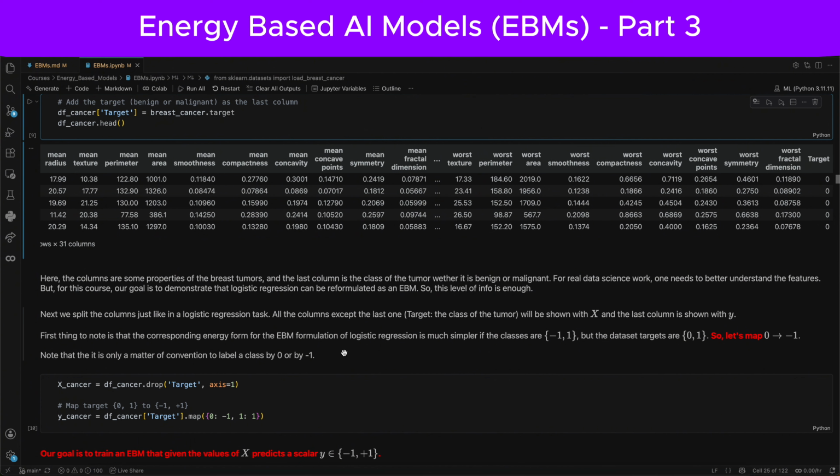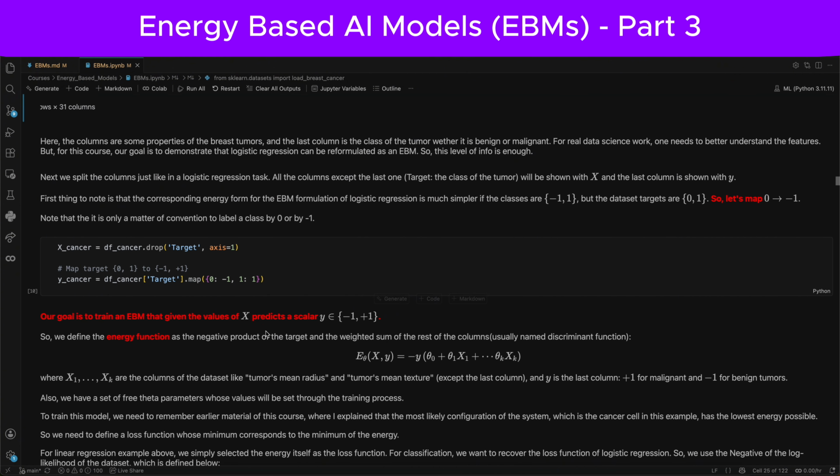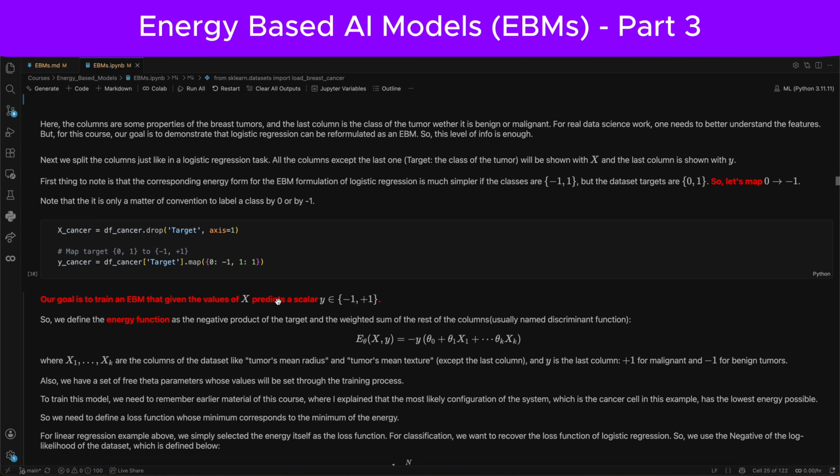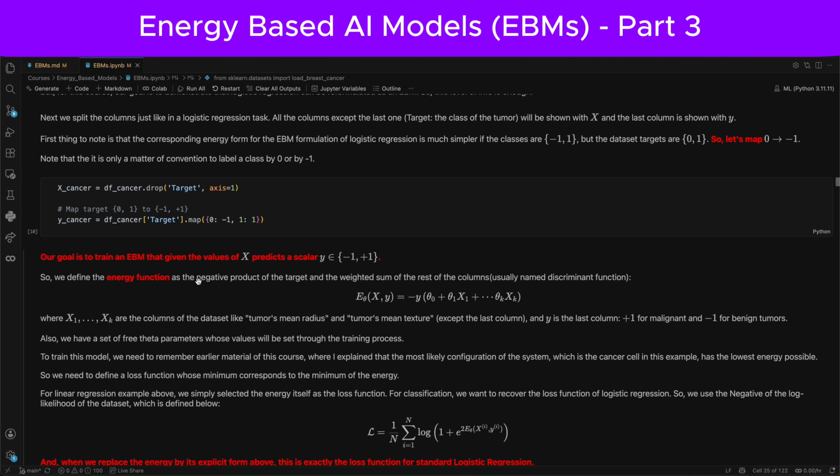Now let's remind ourselves that the goal is to train an EBM that, given the values of capital X, predicts the class of tumor, or the Y variable, which is either -1 or 1. So we define the energy function as the negative product of the target and the weighted sum of the rest of the columns. In this equation, x1 to xk are the columns of the dataset, like tumor's mean radius and tumor's mean texture, and y is the last column, +1 for malignant and -1 for benign tumors. Also, we have a set of free theta parameters whose values will be set through the training process.